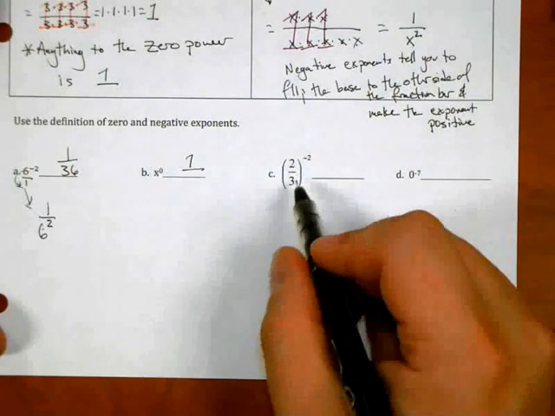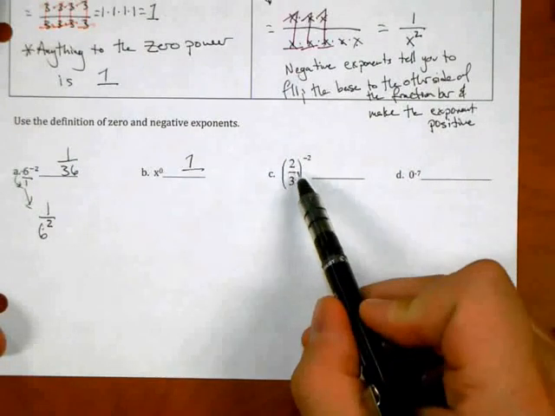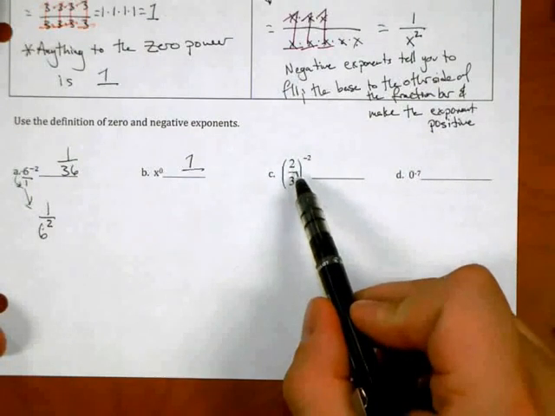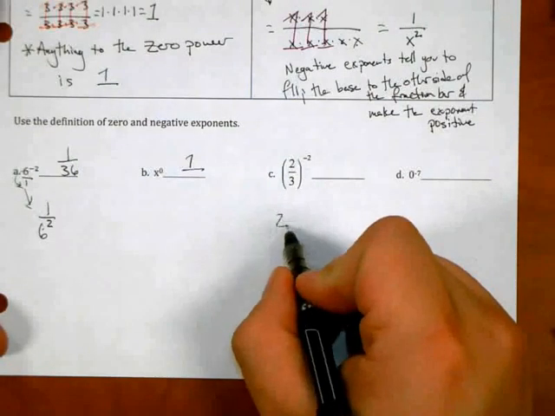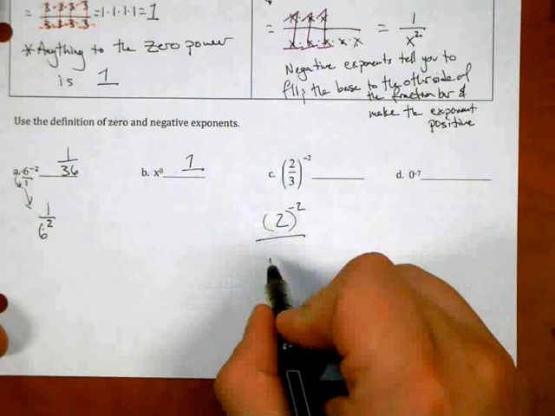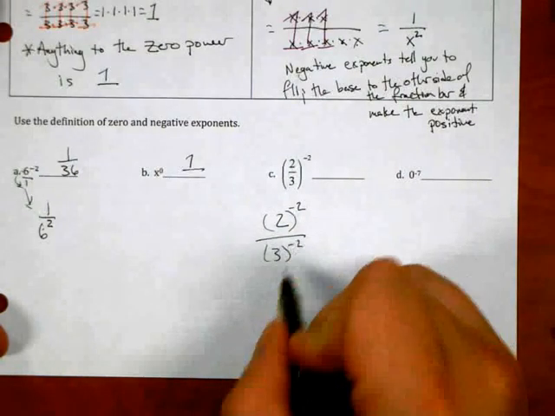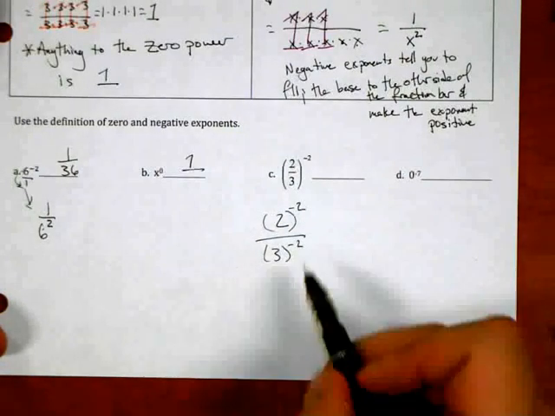Okay, so let's use our exponent definitions here. As we saw in the previous section, a power of a quotient, we can distribute that out. So we can do 2 to the negative 2 over 3 to the negative 2.